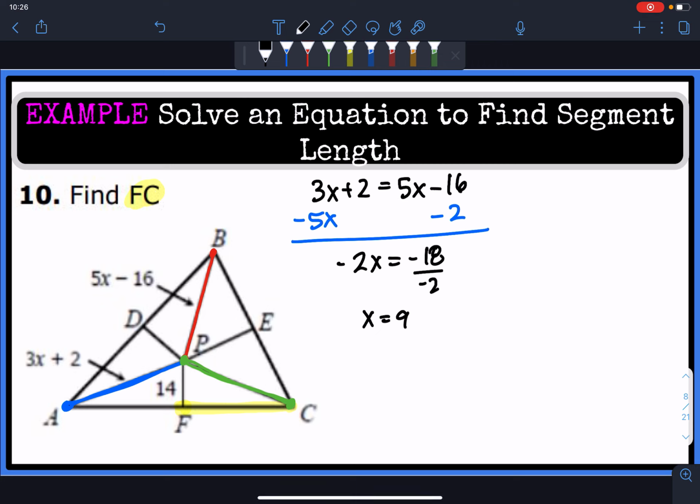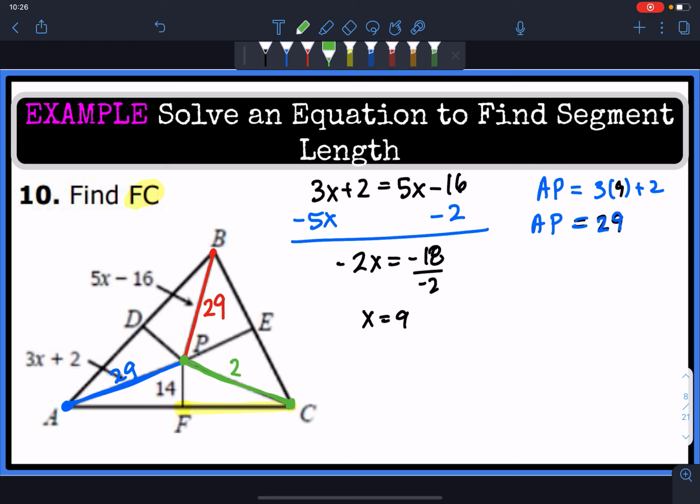So let me plug in that value into the blue line. So the blue line is from point A to point P, which is 3 times this value of x plus 2. I'm going to replace the x again with 9. And we get 27 plus 2, which is equal to 29. So the distance from point A to point P is equal to 29. So that is 29, which is the same distance as P to B, the red line. So that's also going to be 29. And the green line is also 29.